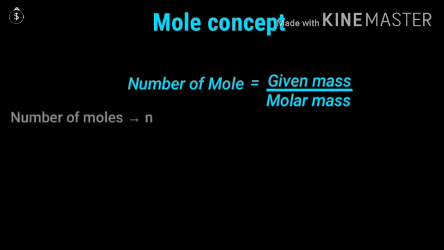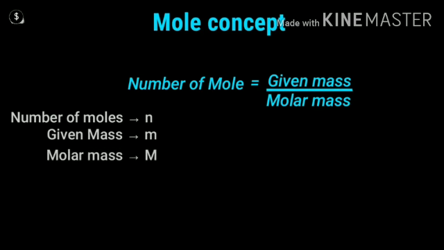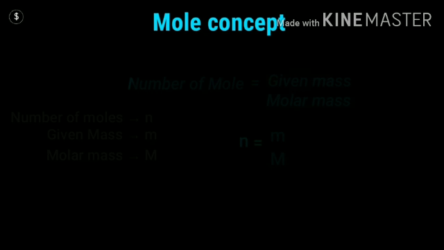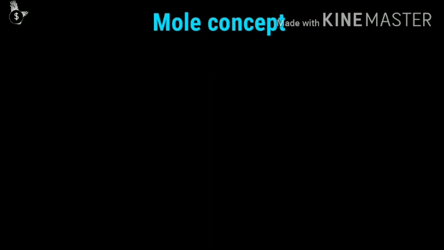And what is given mass? The mass which is given in the question. And what is molar mass? The gram atomic mass, or atomic mass in grams. Now, number of moles is denoted by small n, given mass is denoted by small m, and molar mass is denoted by capital M. So our formula becomes small n equals small m upon capital M. So this is the formula for calculating the number of moles.